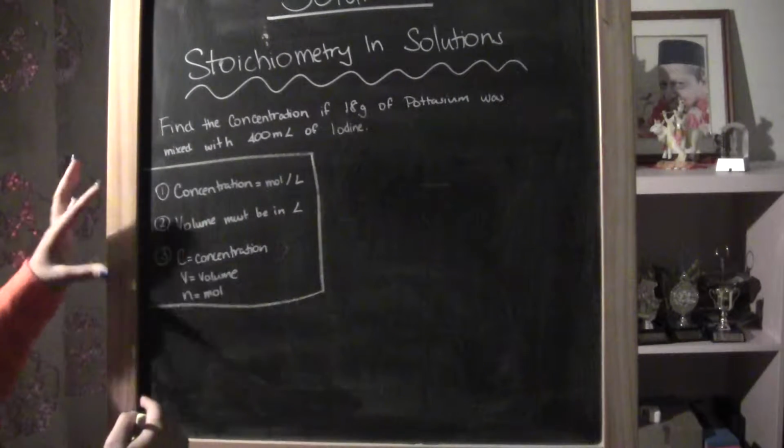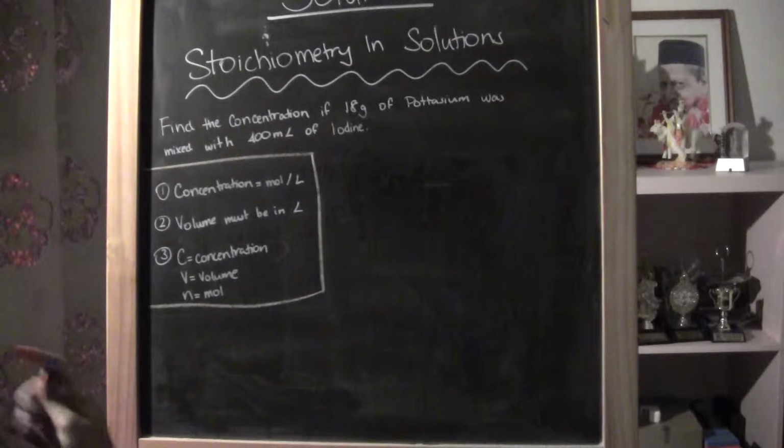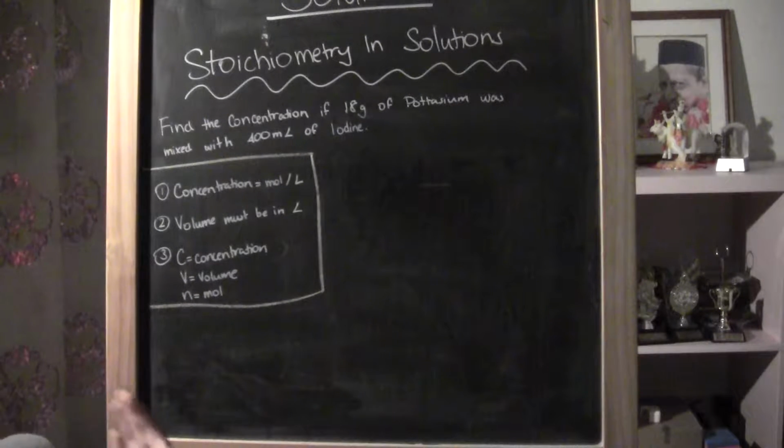Stoichiometry in solutions deals with these three rules right here. But before we begin this, we have to figure out what a solution actually means. So a solution is a homogeneous mixture. A homogeneous mixture is any mixture where you can't differentiate between the different elements that are in the mixture.